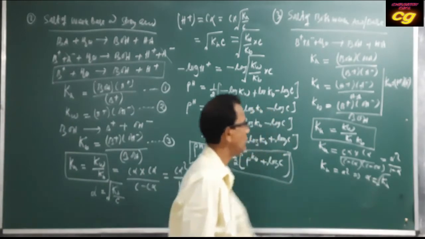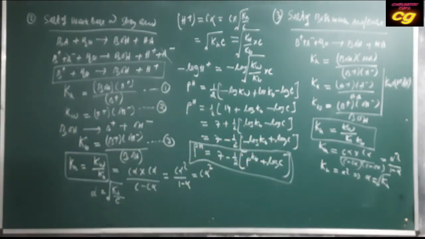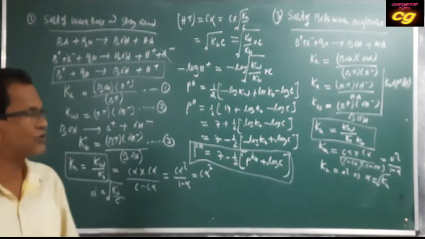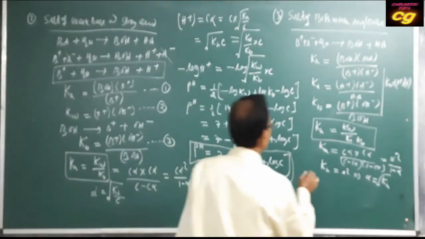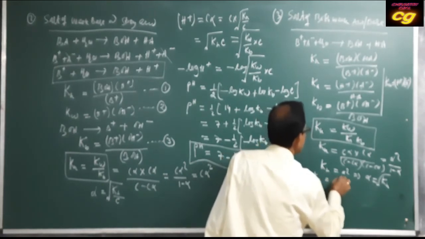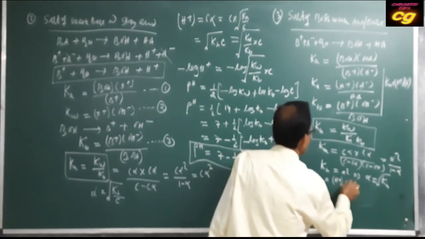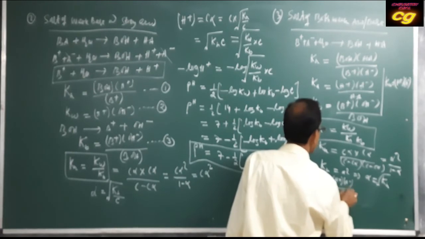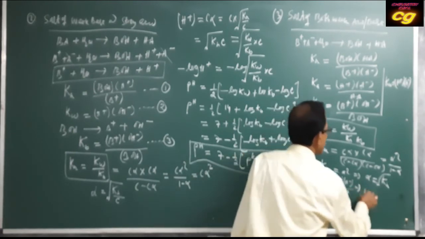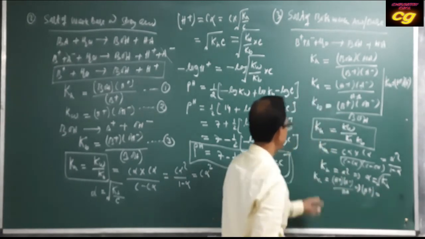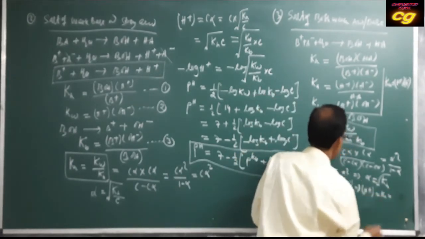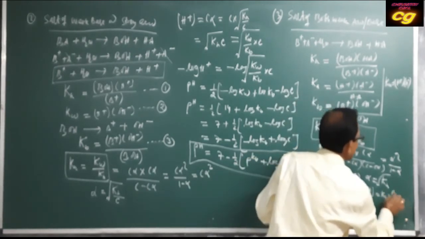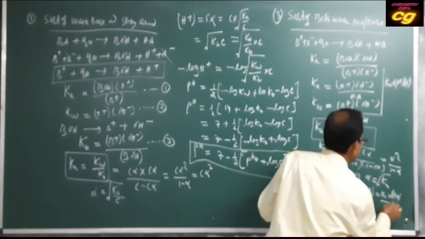If alpha is equal to square root of Kh, then what is the value of H plus concentration? If you see it, we know that Ka is equal to H plus concentration into A minus concentration upon HA, which implies H plus is equal to Ka into HA concentration upon A minus concentration.